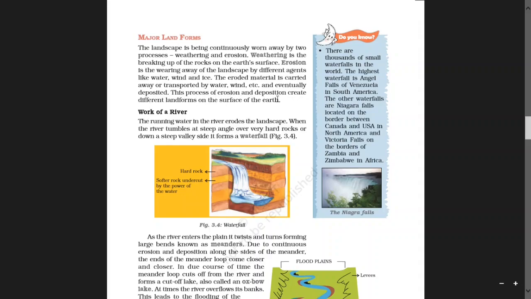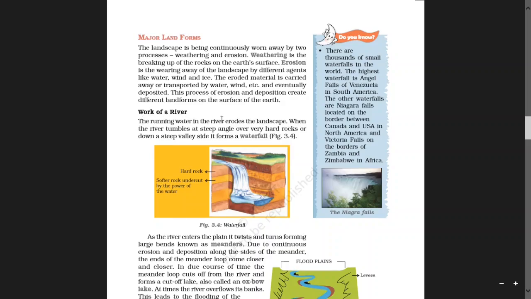So this type of erosion, breaking down and piling up, erosion and deposition, creates different landforms. Different landforms are created by this erosion and deposition on the surface of our earth. Work of a river. Now let us see what the work of a river is.